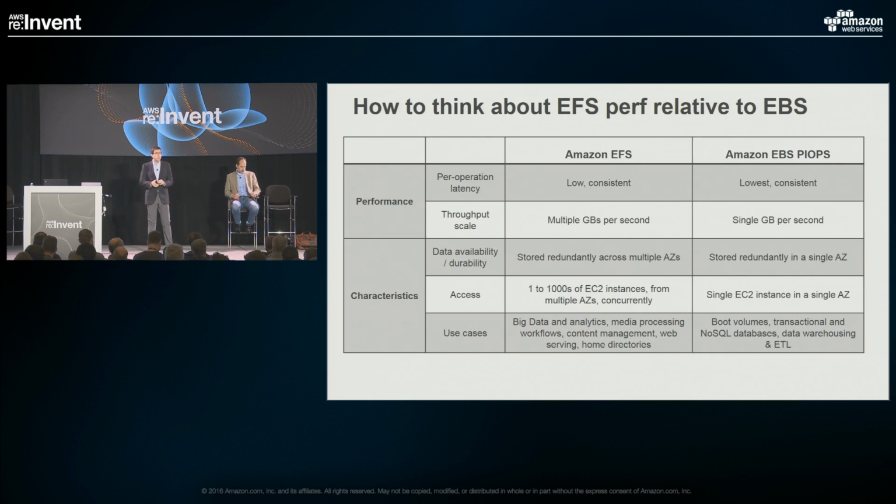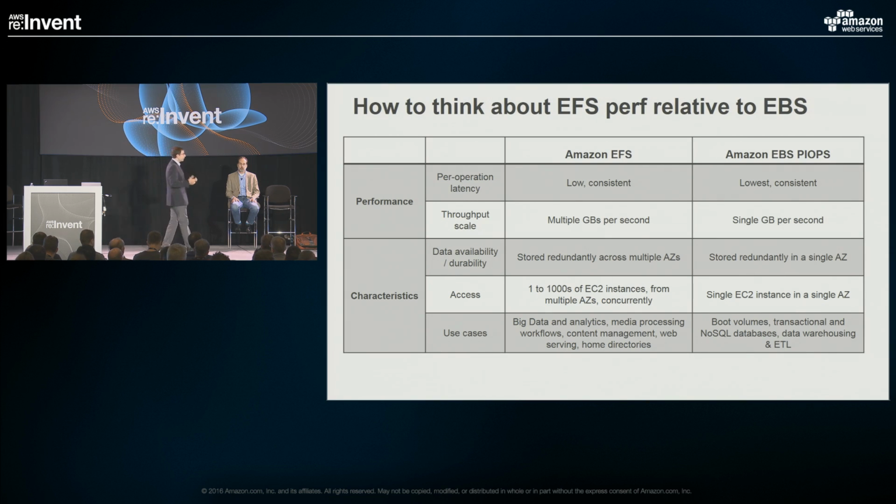Now, this distributed architecture has some performance implications. One is that there's a small latency overhead for each file operation. That's tied to the fact that the data is spread out across multiple availability zones. And it's strongly consistent, so when you get an acknowledgement back, you know the data has traveled to the other availability zones. But it also enables scale out. So it allows you to get to these high aggregate levels of performance.